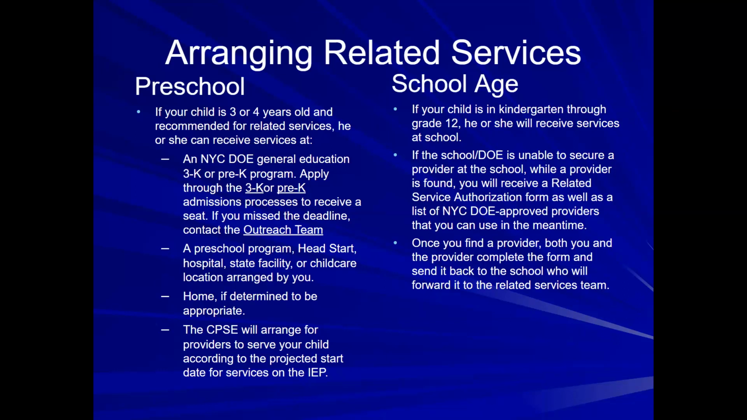Once you find a provider, and like I said, this is a little bit different in CPSE, the CPSE will find a provider for you. In school age, if we have to get to the related services authorization form part, then you actually have to find the provider. This is not to say that you cannot get help somewhere. So once you get the related services authorization and you're trying to find a provider, the first thing you should do is reach out to your school for help, specifically either your parent coordinator or if you have a school psychologist. So those are people that can also help you.